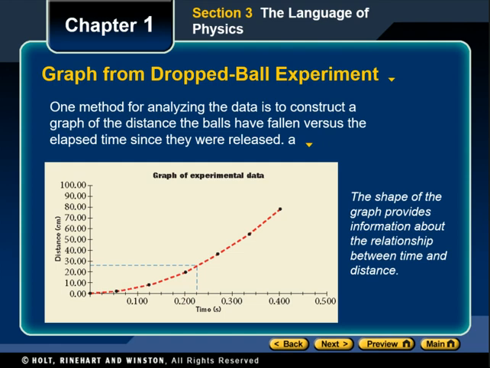The graph on the screen here visually represents the gathered data from the previous experiment. Because the graph shows an obvious pattern, we can draw a smooth curve through the data points to make estimations for time when we have no actual data. The shape of the graph also provides information about the relationship between time and distance.